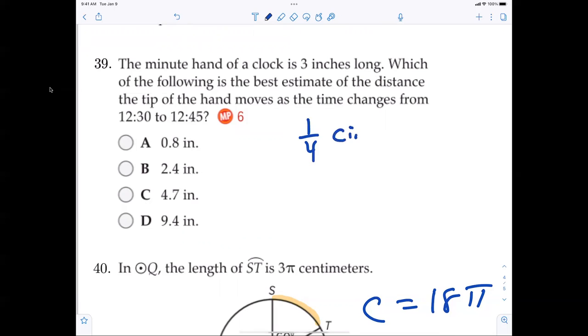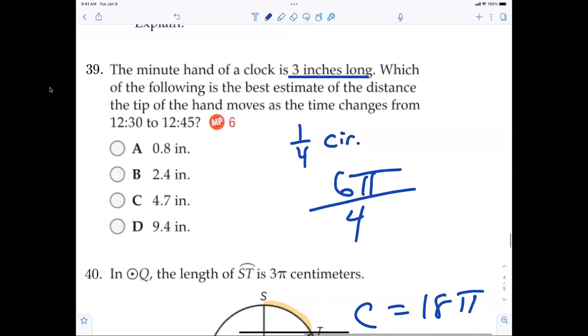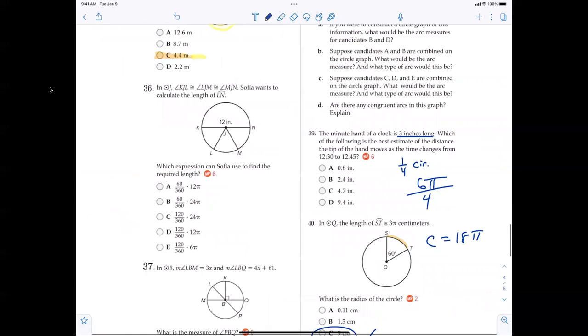The circumference. Do you agree with that? And it says the minute hand is 3 inches long, which means the circumference would be what? 6 pi. So then we just divide that by what? Divide that by 4. All right, those are very good questions. Anybody else before I see your attempted work here? Okay, let's look at 37.